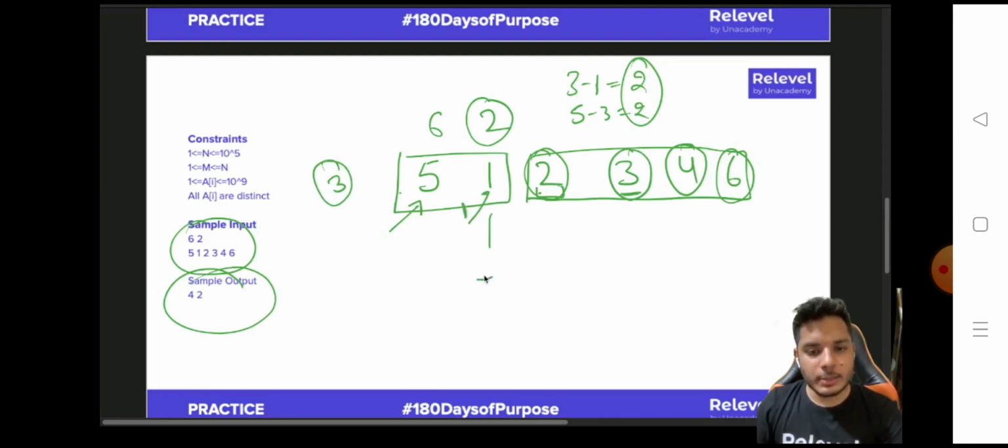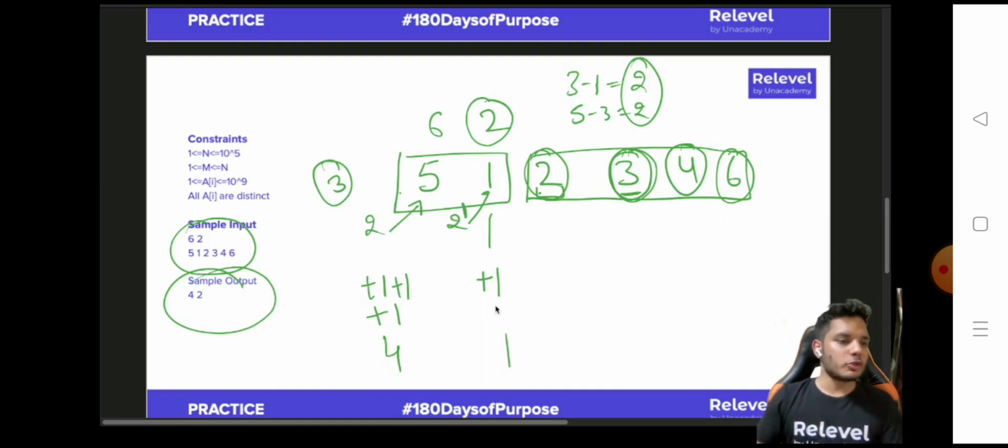So I'll increment the colony size for this. Again, I'll go to 3 and check which to go to. Here the difference is 2, and here also the difference is 2. This is bigger, so it will go this way. Again, going to 4, 4 must go here, and 6 must also go here. So the sizes are 4 and 1. This is the brute force solution.